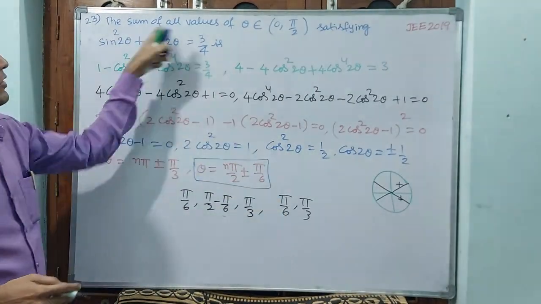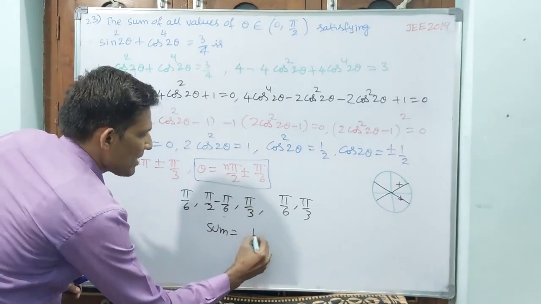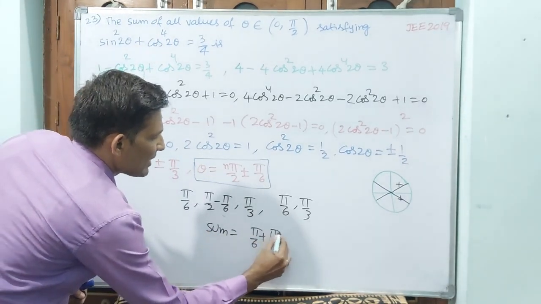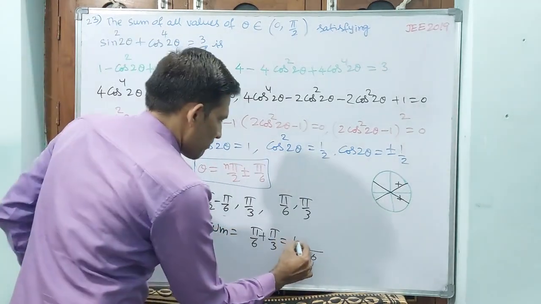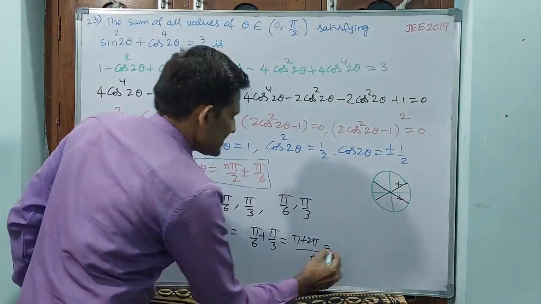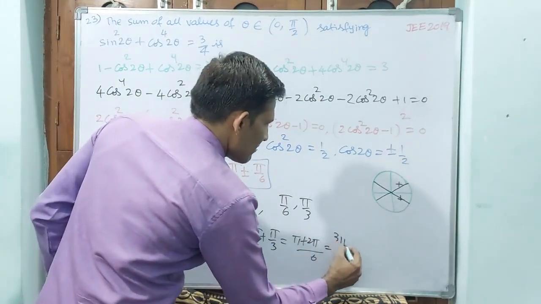But the sum of values they are asking. Sum is equal to pi by 6 plus pi by 3. That is equal to, you take LCM 6, pi plus 2 pi. Okay, 3 2 times, 2 pi. 3 pi by 6.